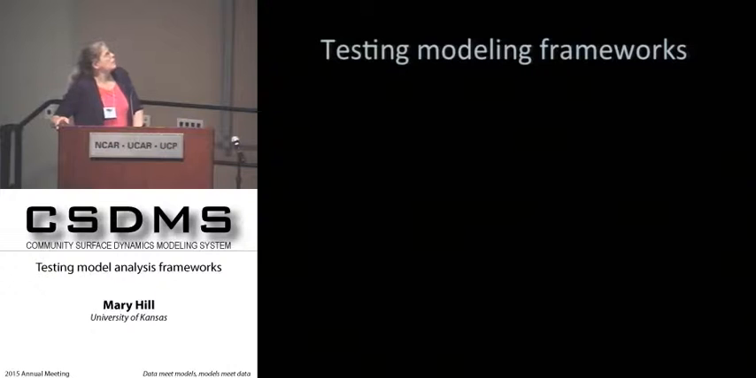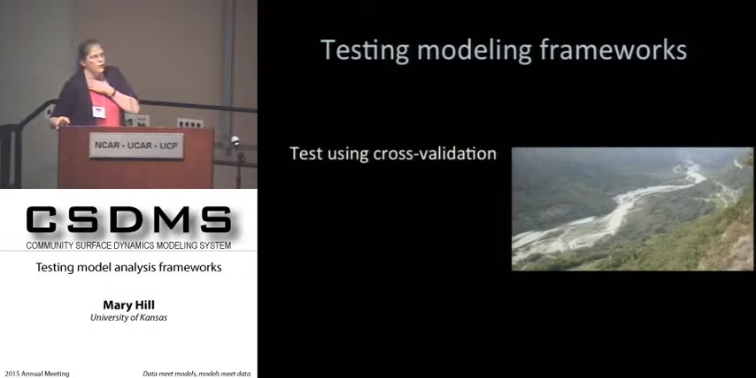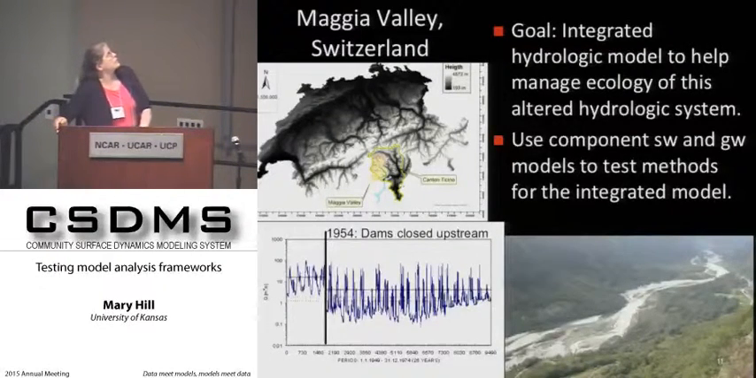Okay, so I'm going to talk about one particular example of testing modeling frameworks and how some of these methods can be brought in to do that. And the case that I'm going to look at is the Maggia Valley in Switzerland. The goal of this study was to develop an integrated hydrologic model to help manage the ecology of this altered hydrologic system. The system's been altered, as shown in the bottom right, by installation of upstream dams in the mid-50s, and which left high flows fairly unchanged, but dramatically changed the low flows to be much lower than they had been before, and that has been affecting the vegetation in areas like that on the right, which is a national park.